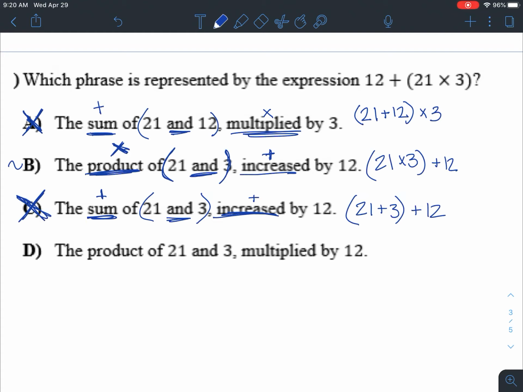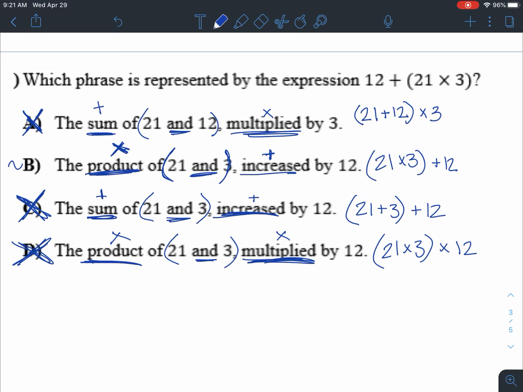Lastly, D, the product. Okay, we're going to multiply 21 and 3, parentheses around those, multiplied, that one's pretty obvious, by 12. Putting that all together, 21 times 3 times 12. Okay, so comparing it to our original expression, 21 times 3, that's the same, times 12. Not quite though, because I know that I have to add 12. I don't have to multiply by 12. We now know the answer is B.